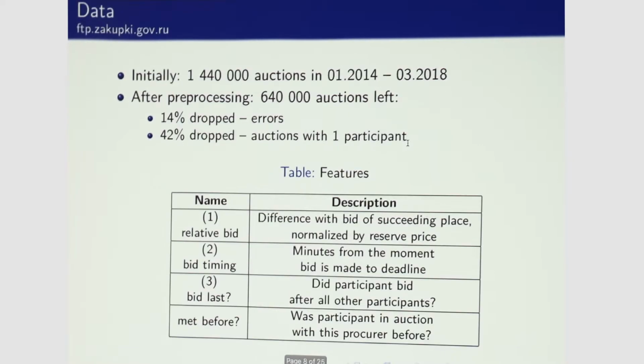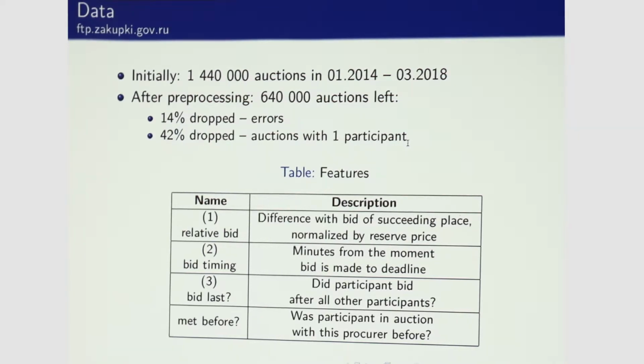And here are some of our features. There's two more, actually, I just skipped them. So the first three are what we've seen already, right? Undercutting, bid timing, and whether a participant bid last, which are supposed to reflect bid leakage. And also one feature we use is whether a participant participated before in an auction with this procurer, which might mean something or might not. So these are the features.